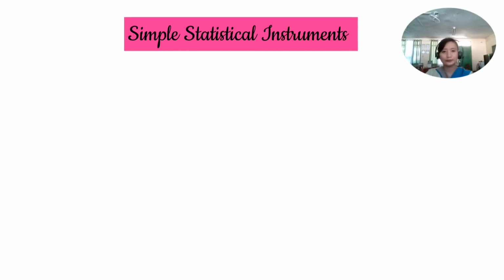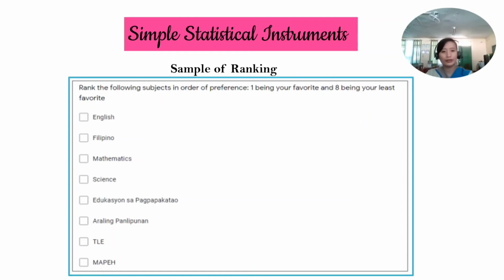For example, here's an example. Rank the following subjects in order of preference. 1 being your favorite and 8 being your least favorite. So if your favorite subject is math, you just have to rank it as 1, and then your next favorite, you rank it as 2, and so on. So that is for the example of ranking.